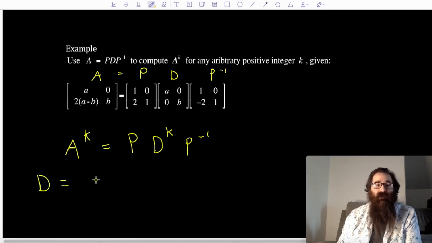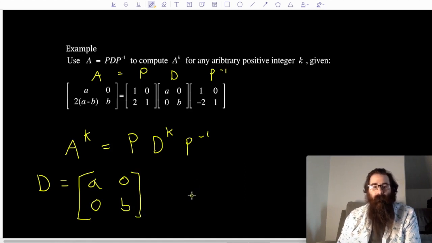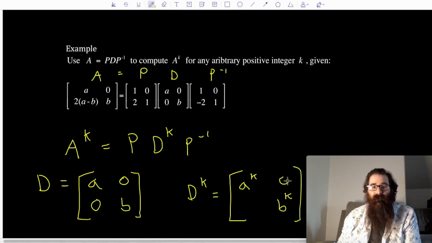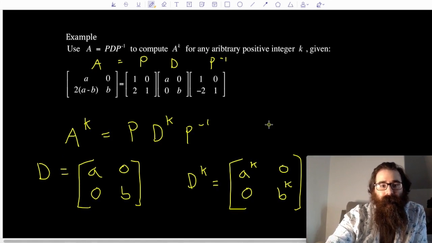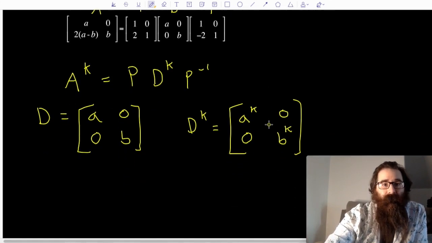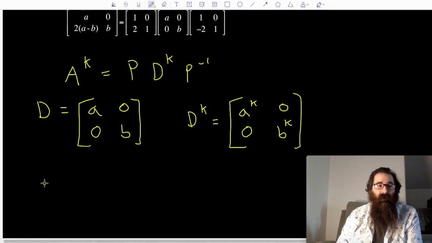D is this sort of generic looking diagonal matrix. On the main diagonal, I have entries A and B. But then, since it's a diagonal matrix, the rest of those entries have to be zeros. And if we remember what happened in the previous example, D to the power of K means I'm going to be raising these diagonal entries to the power of K. So A to the K and B to the K on the main diagonal. But this is preserved that it's a diagonal matrix, so everything else is still a 0. And now, since I'm given the rest of the pieces, I can compute A to the K directly.